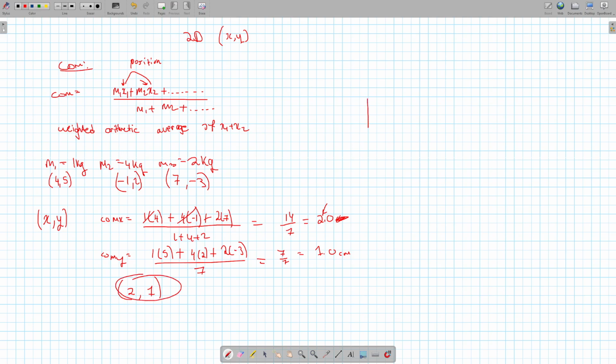Okay, this is how you solve. Sometimes this is a book exercise. They give you points like this.